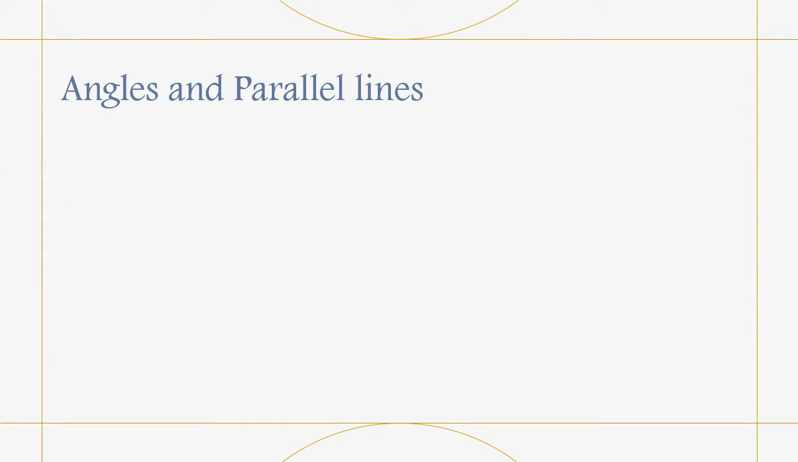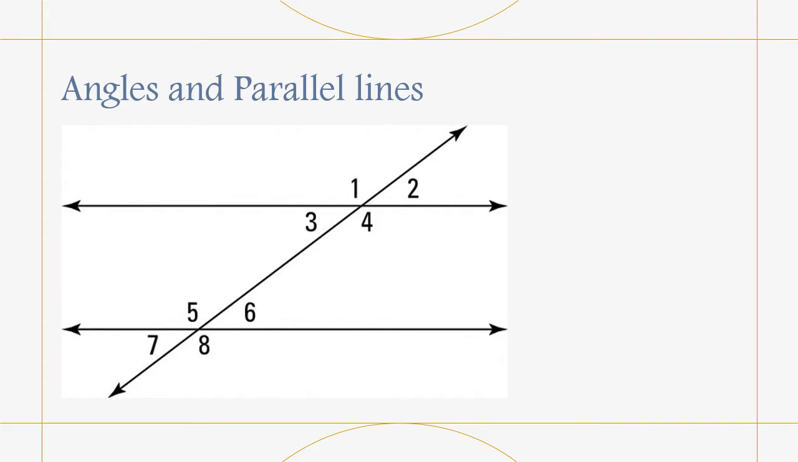So looking at angles and parallel lines, looking at this diagram, we know that angle 1 is equal to angle 4, and angle 2 is equal to angle 3. And the reason we can say this is because we know that angle 1 and angle 2 equal 180 degrees. We know that angle 2 and 4 have to equal 180 degrees. We know 4 and 3 have to equal 180 degrees. And we know 3 and 1 have to equal 180 degrees.